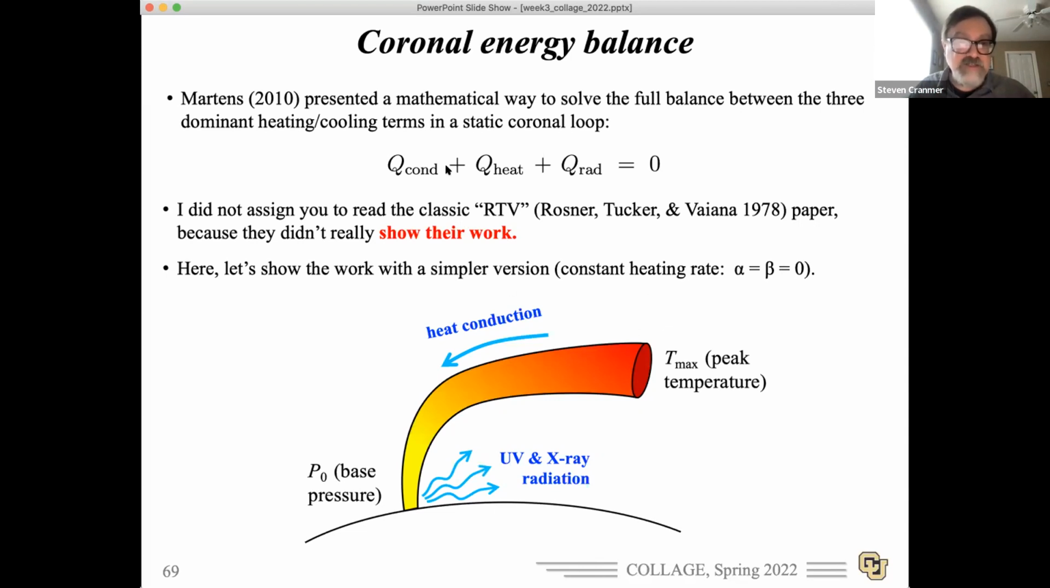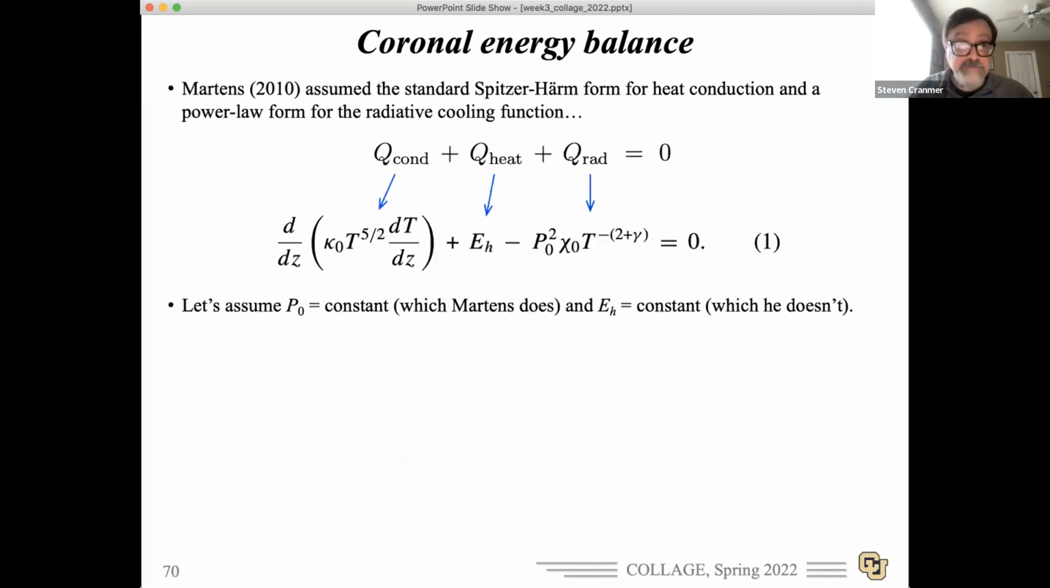What I can do in these slides is just work through some of the math for the simplest version, the constant heating rate. The Martens equations have the variable heating rate, but I just put this here with Martens equation 1. We have the heat conduction, the heating, the energy input, and the radiation, and Martens assumes that in the coronal region, the decrease of lambda as a function of temperature is a power law that goes as this gamma. Gamma is 0.5, roughly. And this is now the new version of the differential equation.